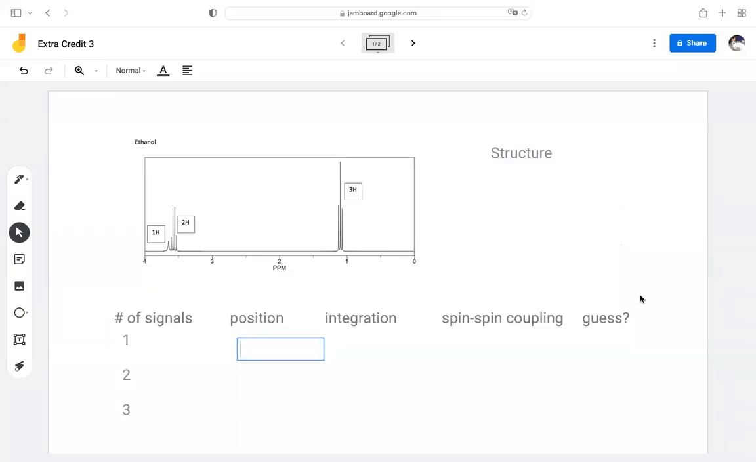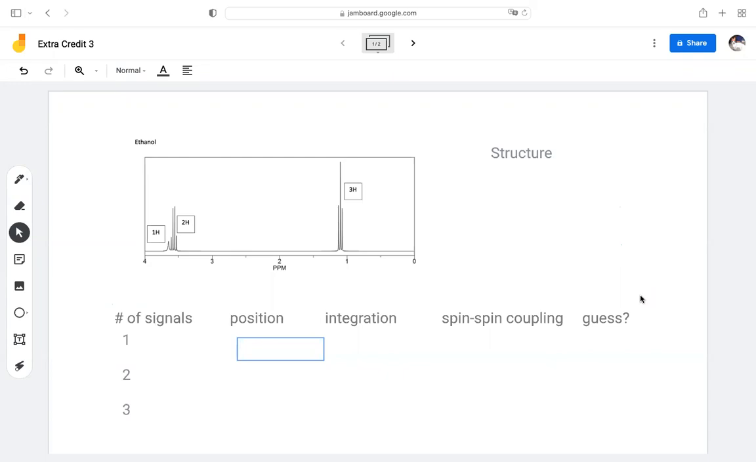Okay, guys, so today we are going to be analyzing two proton NMRs. There's going to be an NMR for ethanol and an NMR for ibuprofen, which is going to be the next structure. And for ethanol and ibuprofen, and for any NMR, it is really nice to be able to organize your findings in a little table like this.